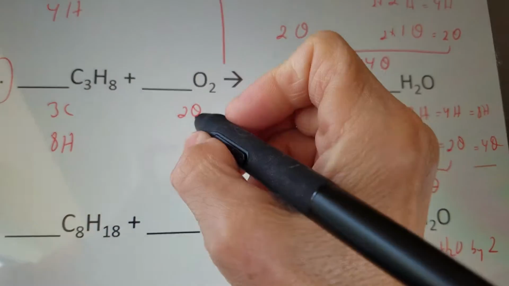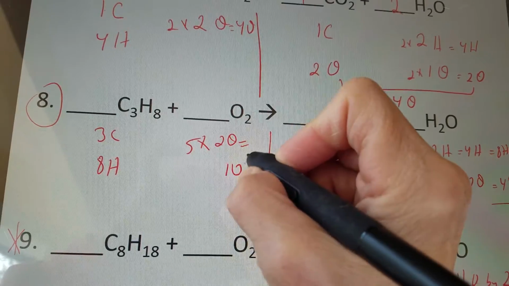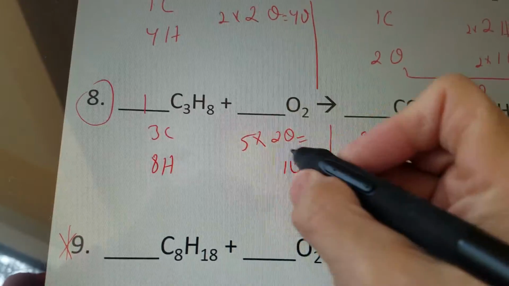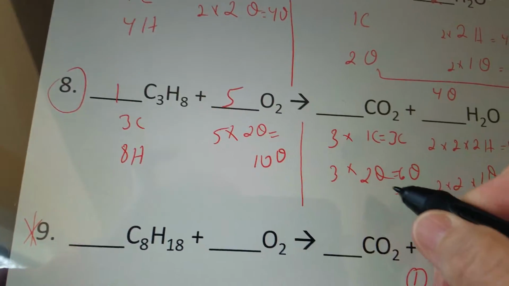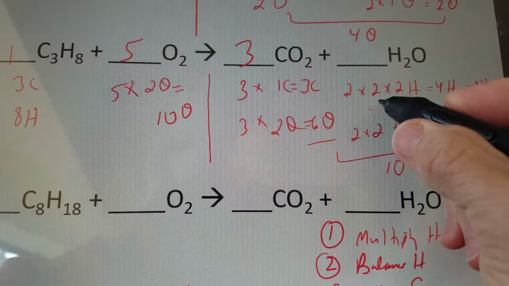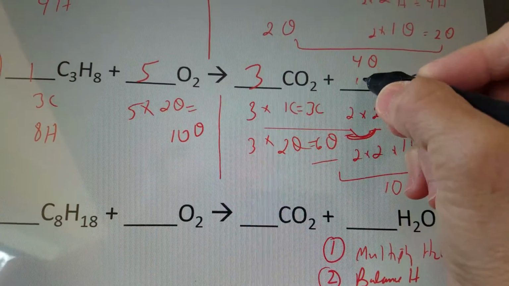And we need to come over here. Since we have 2 of these, we'll multiply this by 5. That's going to give us our 10 oxygens. So we didn't multiply this one by anything, so that's a 1. Multiply this one by 5, this one by 3, and this one, we multiplied by 2 first and then by 2, so we need to multiply those together to get our coefficient of 4.